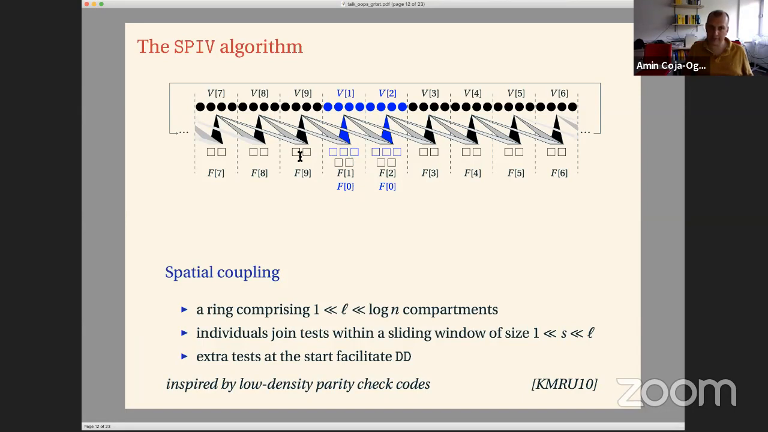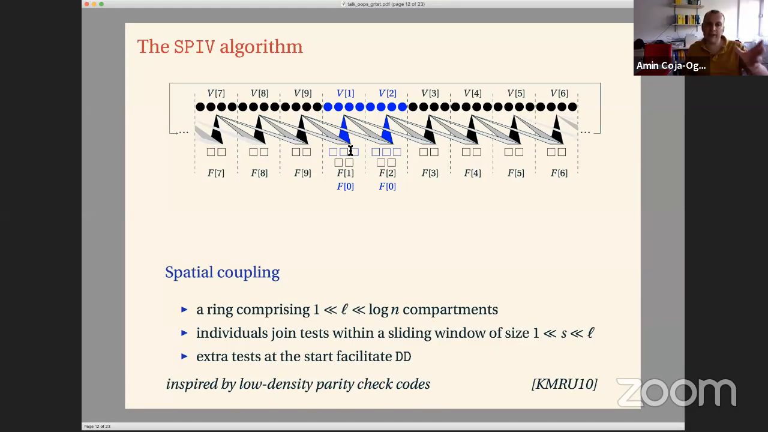So we have an equal number of compartments of tests. Each of these compartments has equal size. Never mind these blue tests here for the moment. And the tests are also arranged in this ring topology with one compartment of tests corresponding to each compartment of individuals. Now, what about the number of compartments? Well, the number of compartments grows with n, but it grows fairly slowly.